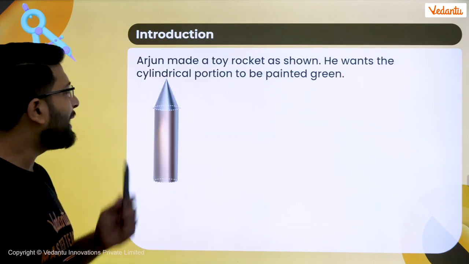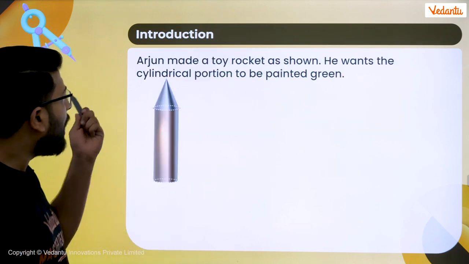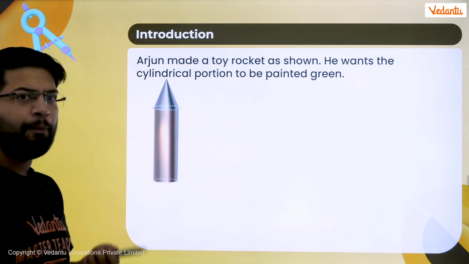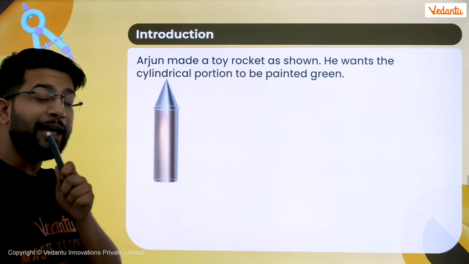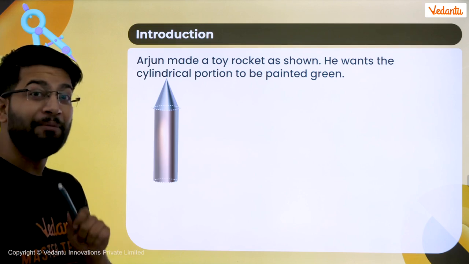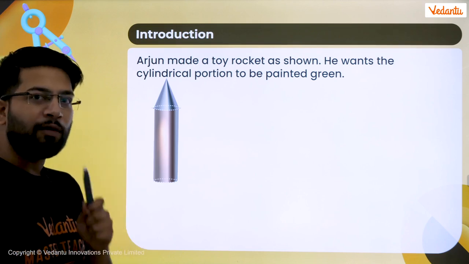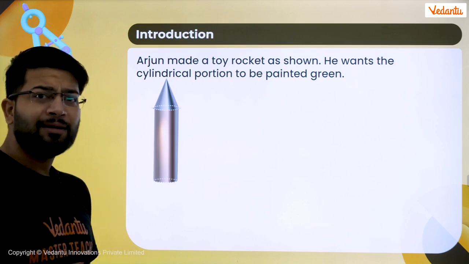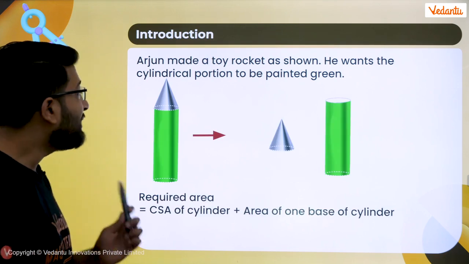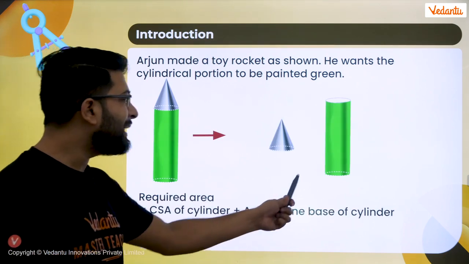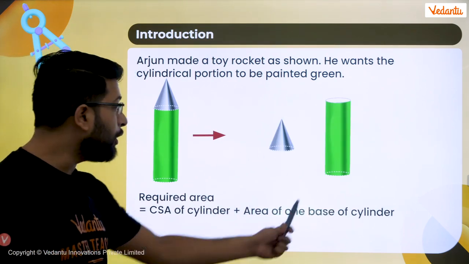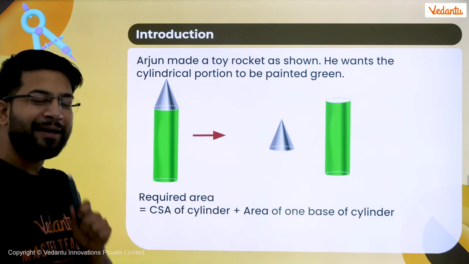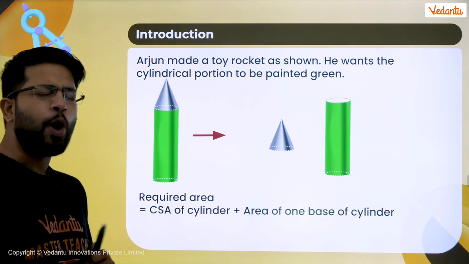Okay. Now look at this one. In this one, Arjun made a toy rocket. Now he wants the cylindrical portion to be painted green. Only the cylindrical portion. But champ, make sure the top part of the cylindrical portion is inside the solid, and that would not be painted, right? And that is why the required area will be the CSA of the cylinder plus only the base area of the cylinder, because the top area is inside the solid and we don't have to paint it.